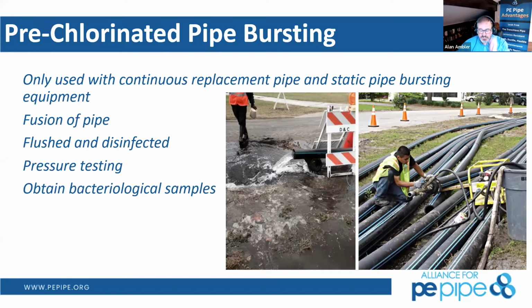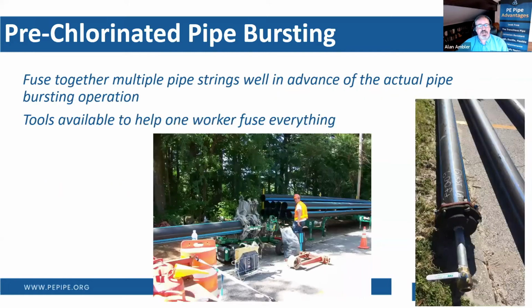But once we have flushed, pressure tested, and proven that the interior of that pipe is disinfected, that disinfection can stay within 60 days. So that we have an outage of the block or run that we're pipe bursting. You pull that pipe into place, turn everything on, and then since we know that pipe interior is properly disinfected, we can have a limited outage period for your customers of 4 to 6 hours. It's a very robust process.